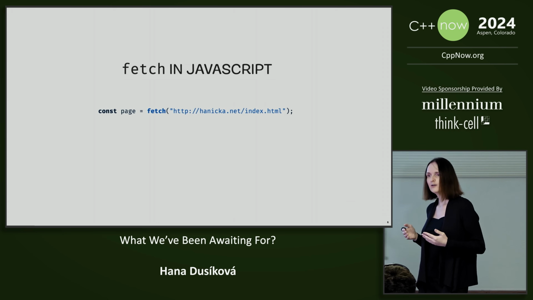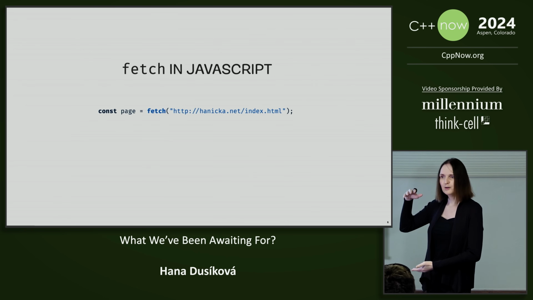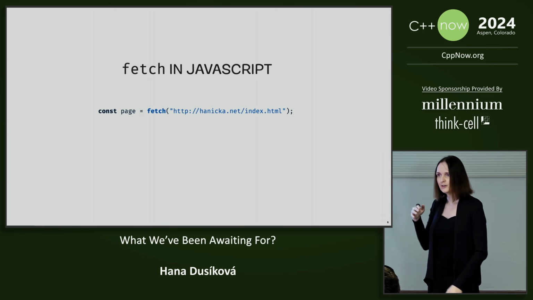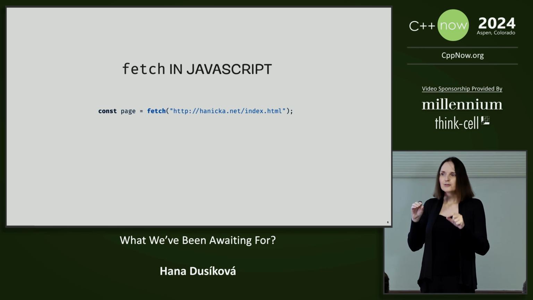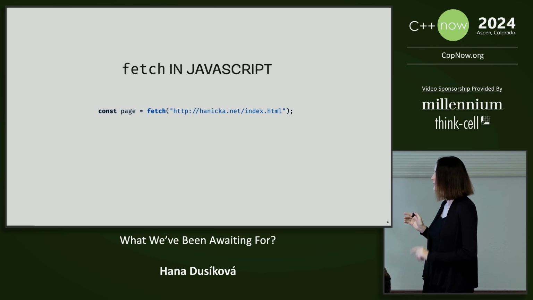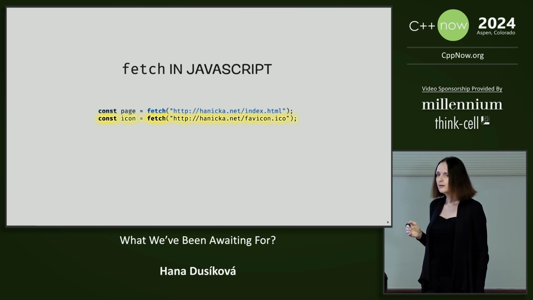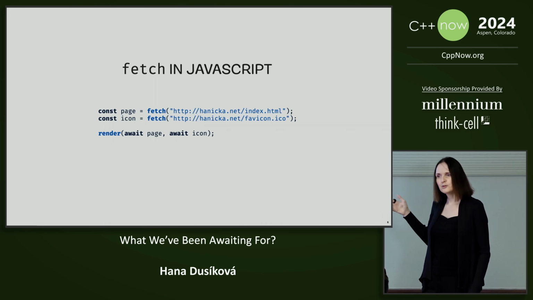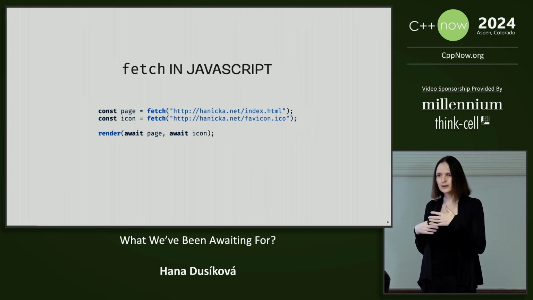For the search engine in the lightning talk, I had the whole index in memory in the browser. It took a few minutes to load because it was a big engine. But for this page, it's actually downloading only the needed part of the index, and I'm using fetch from JavaScript. You can fetch some page, some URL, an icon, and then you need to await on it. So it will do both downloads in parallel next to each other.